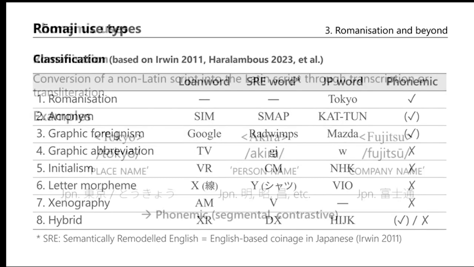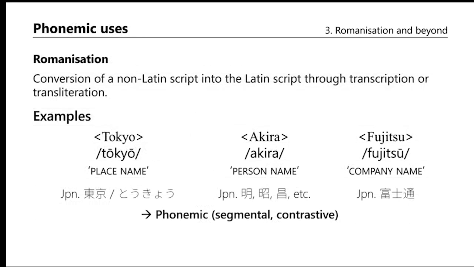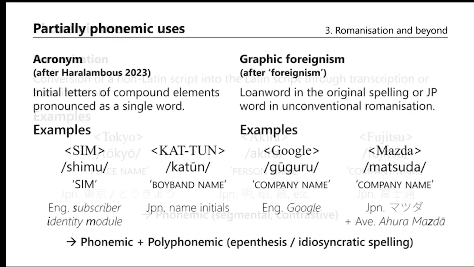Now, yes, phonemic mapping can be found in romanization. These are just some examples of romanization where each grapheme corresponds to segmental contrastive phonological units, that is, phonemes. So yes, we can speak of phonemic mapping here. But in some others, we can only speak of partial phonemic mapping.